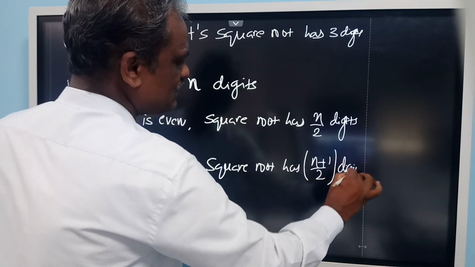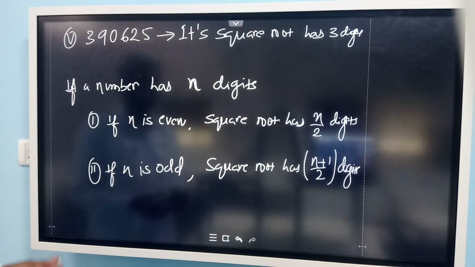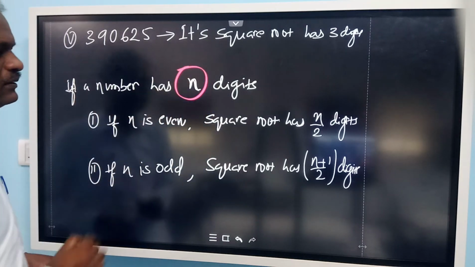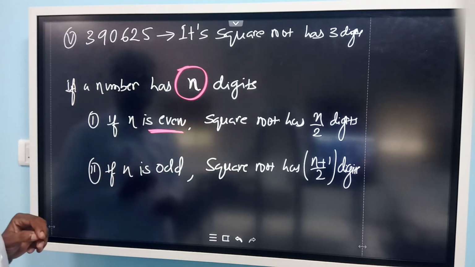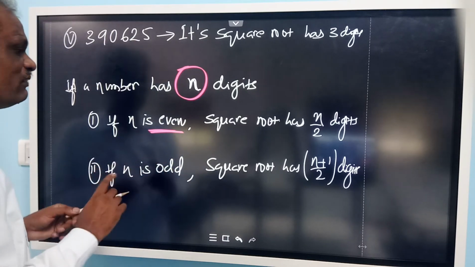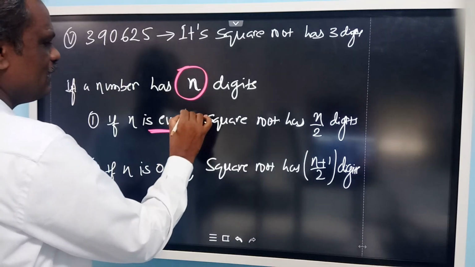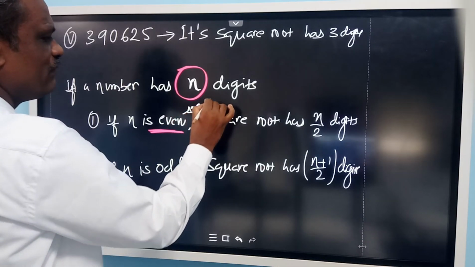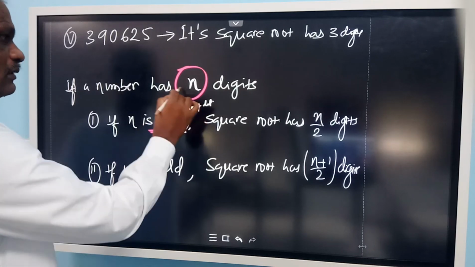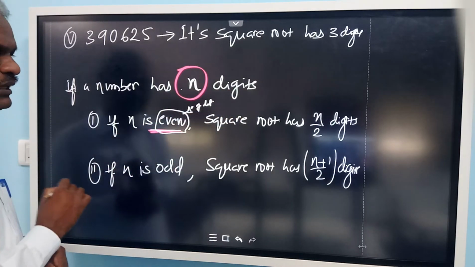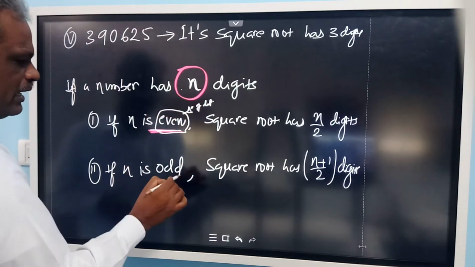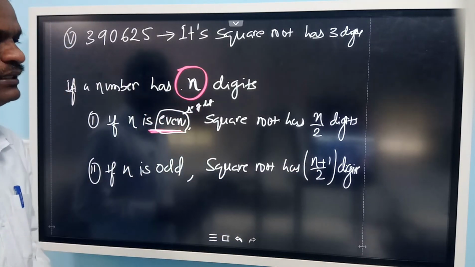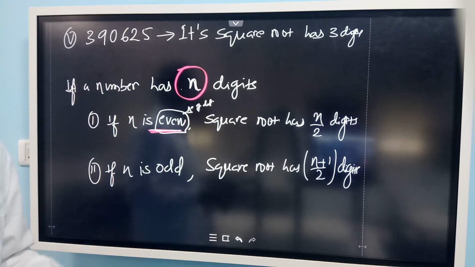This is the property we studied in the beginning itself. If a number has n digits, then we get 2 cases. If n is even, that is, an even number of digits, then the square root has n by 2 digits. If n is odd, the number of digits is odd, then the square root has (n plus 1) by 2 digits. This we can apply here directly and you can find the square root now.